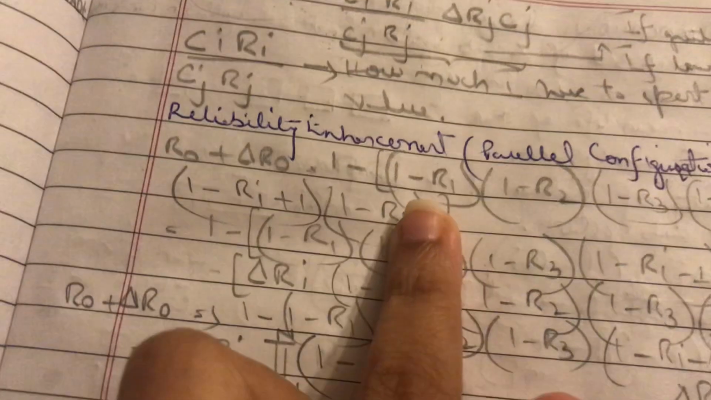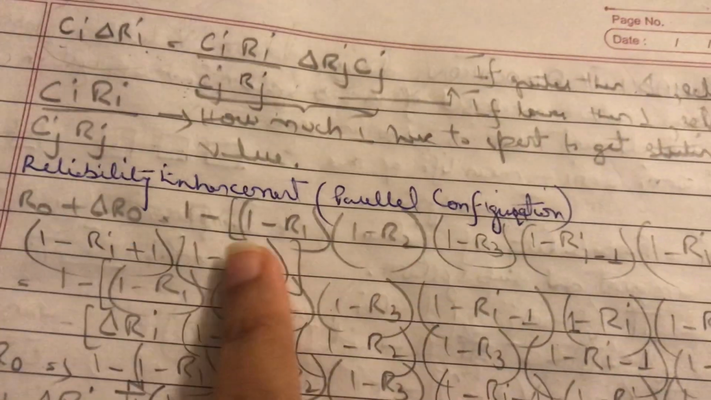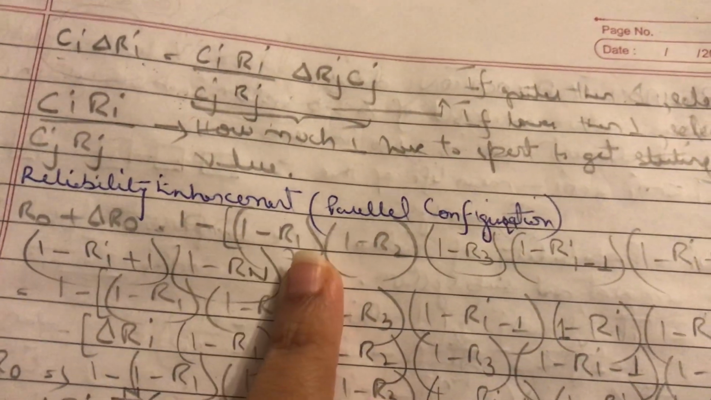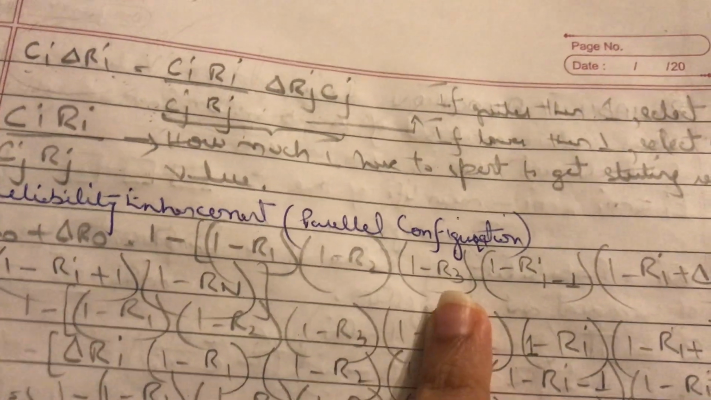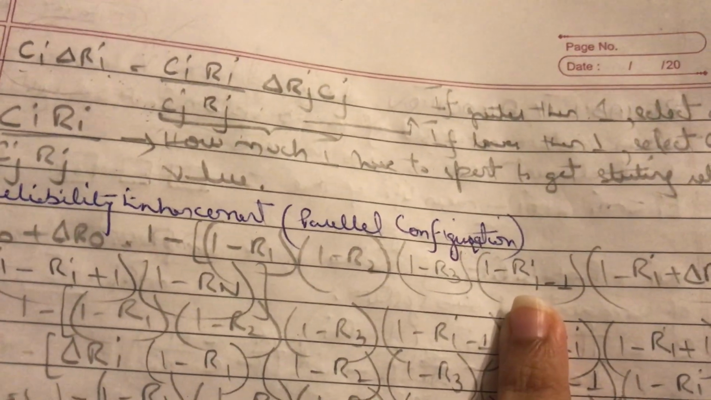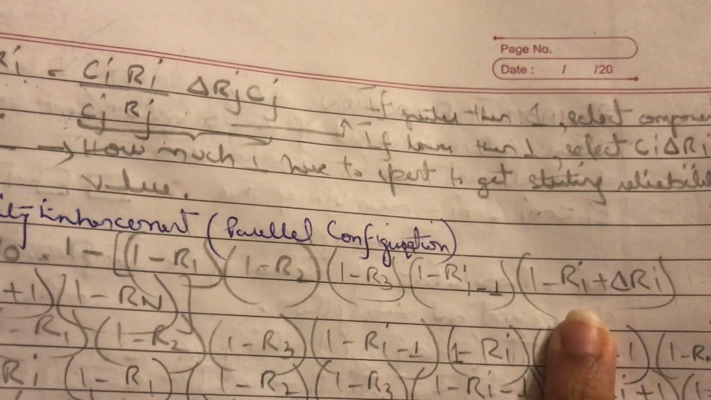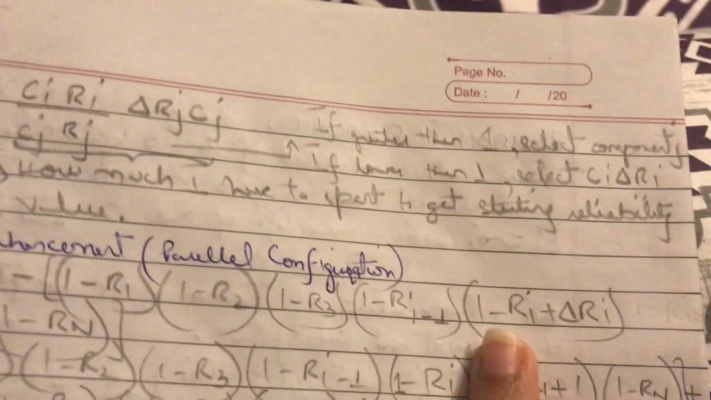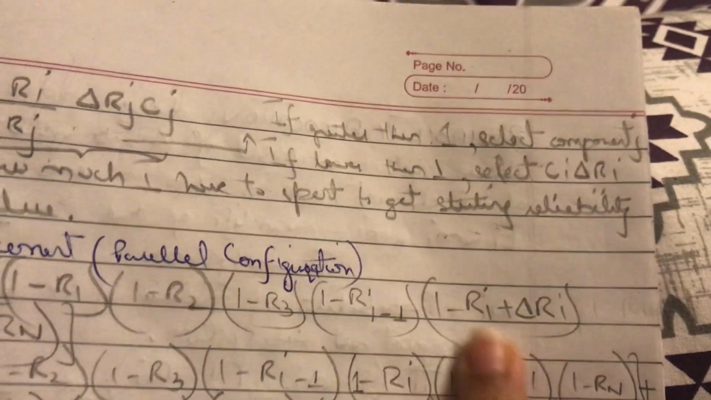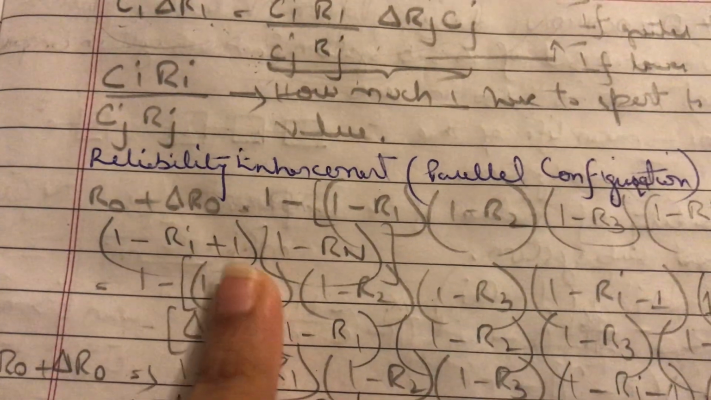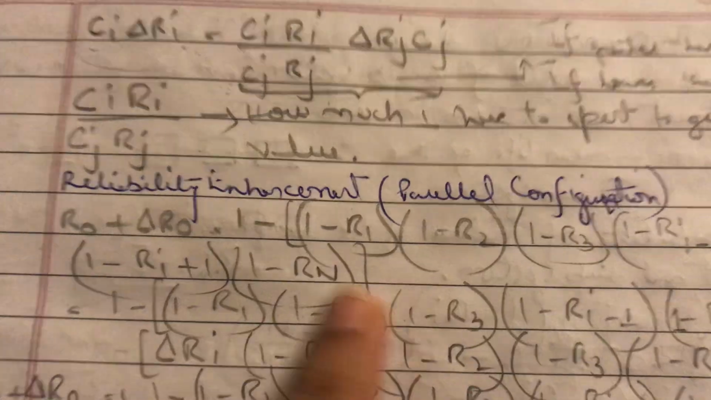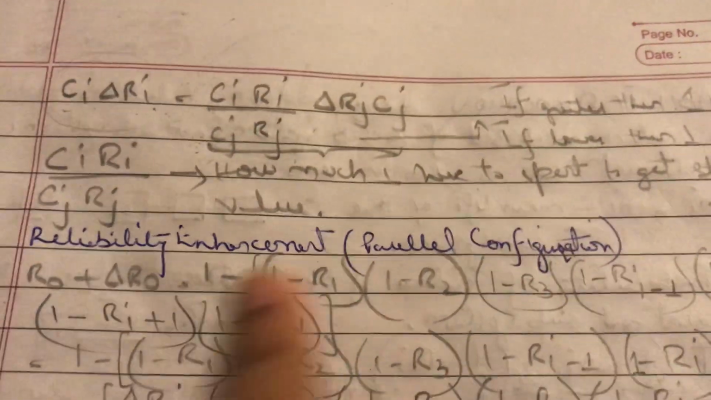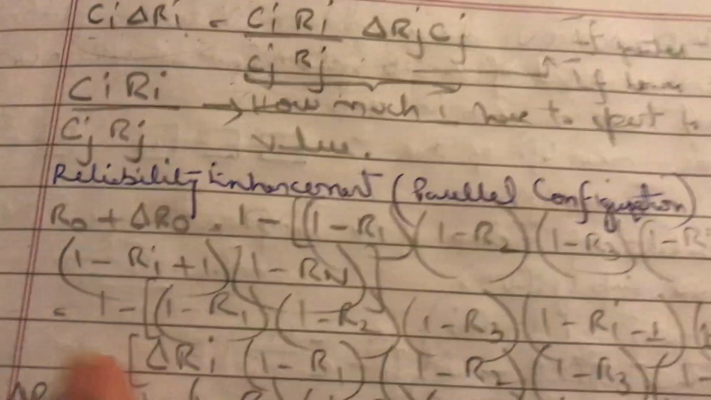So in parallel, as you know, we have the RBD in this form: 1 minus R1, 1 minus R2, 1 minus R3, 1 minus Ri minus 1, 1 minus Ri, and after enhancing our equation to R0 plus delta R0, we enhance it in this way. So Ri plus delta Ri becomes like this, and the rest is 1 minus Ri plus 1, 1 minus R of n. So that's all for the parallel configuration.